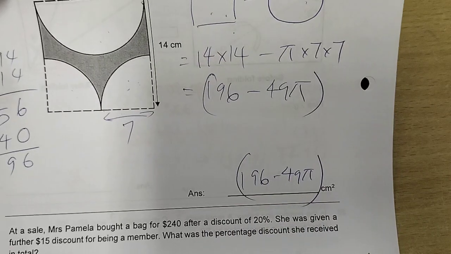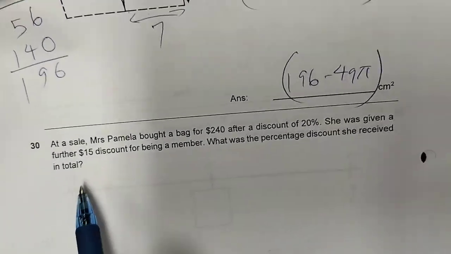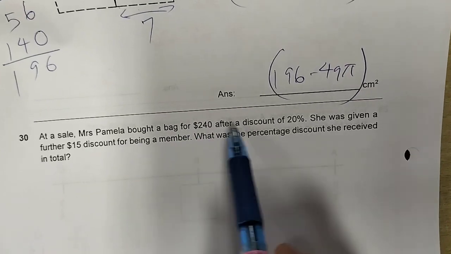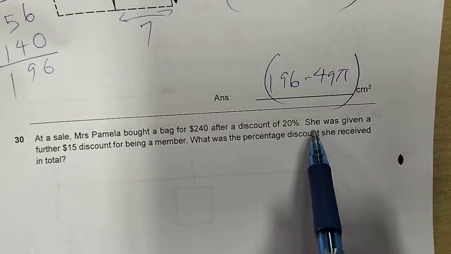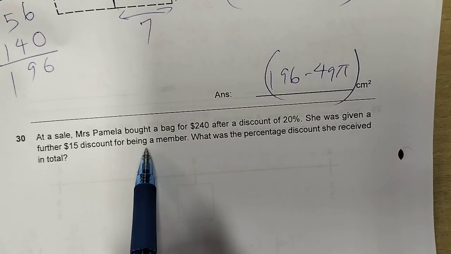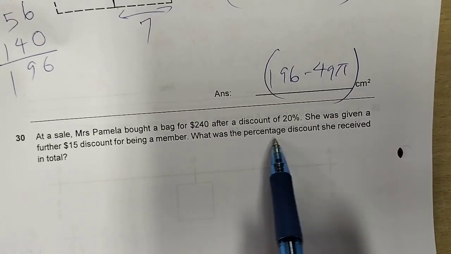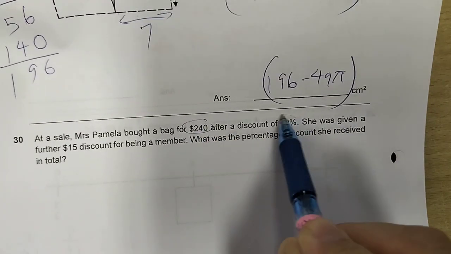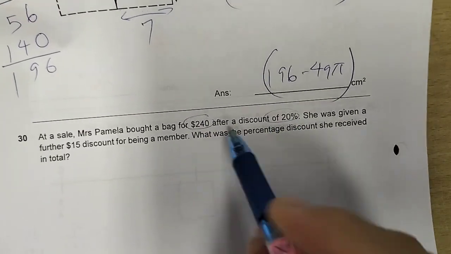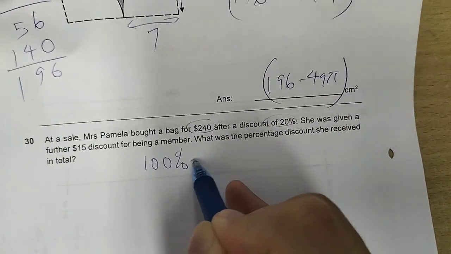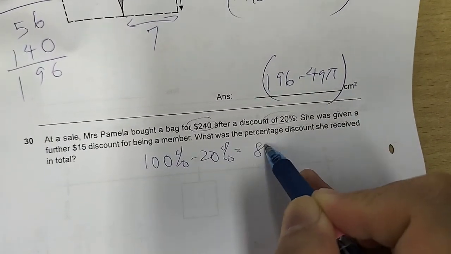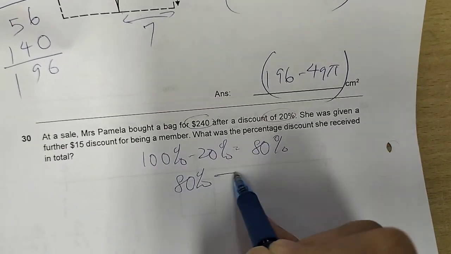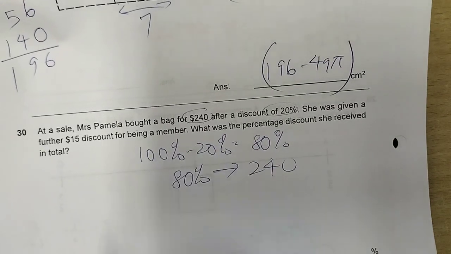Now just trust me. Finally, at a sale, Mrs. Pamela bought a bag for $240 after a discount of 20%. She was given a further 15% discount for being a member. What was the percentage discount she received in total? So she bought this, discount this. Discount is what you don't pay. So what did she pay? She paid 80% of the original price. So in other words, 80% was what she paid, $240.